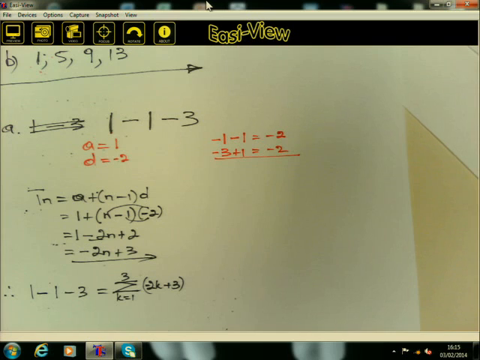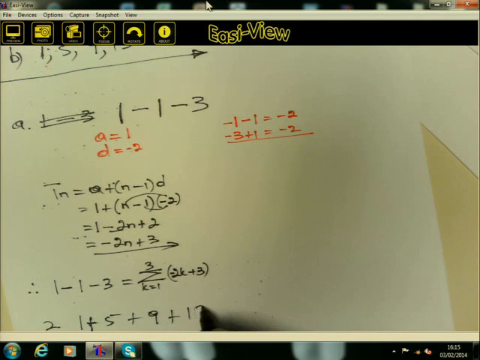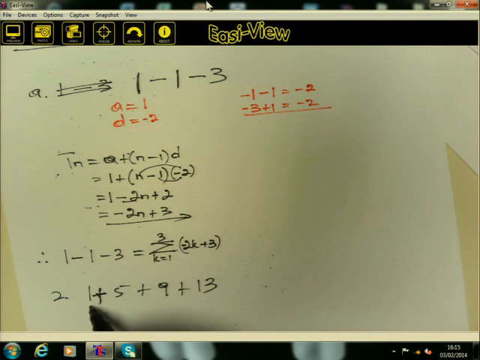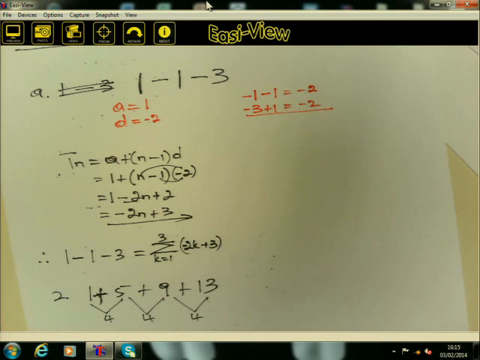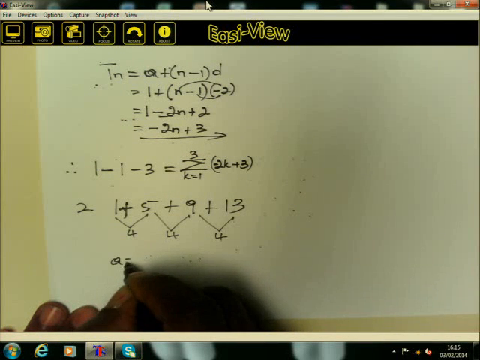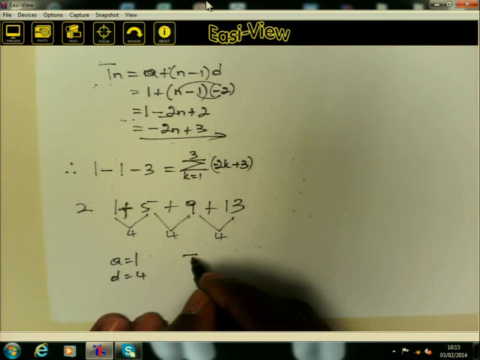I hope we all got that right. Then the second one, quickly, we were given 1 plus 5 plus 9 plus 13. Then the difference is 4. The difference between that one is 4. The difference there is 4. The difference is also 4 there. The value for A is 1. The value for D is 4.